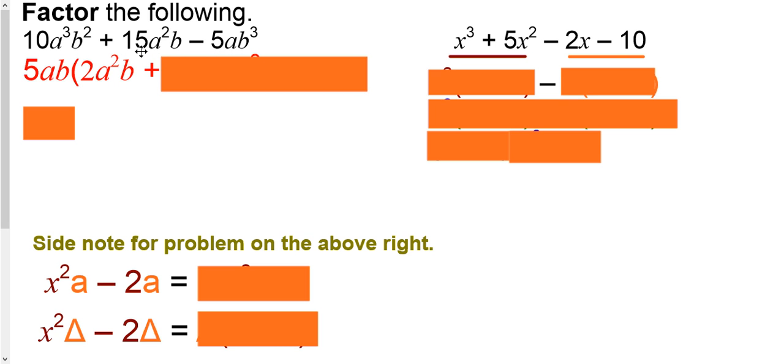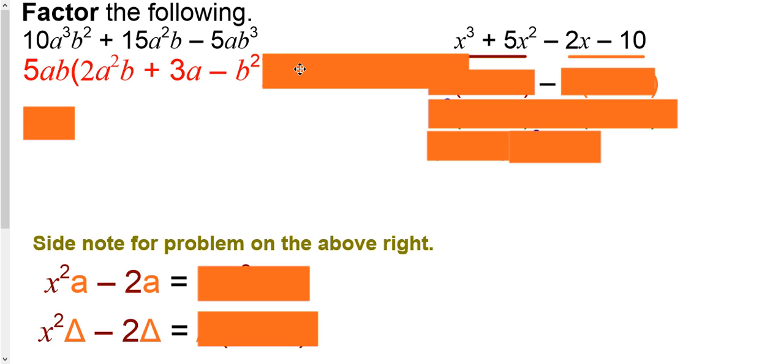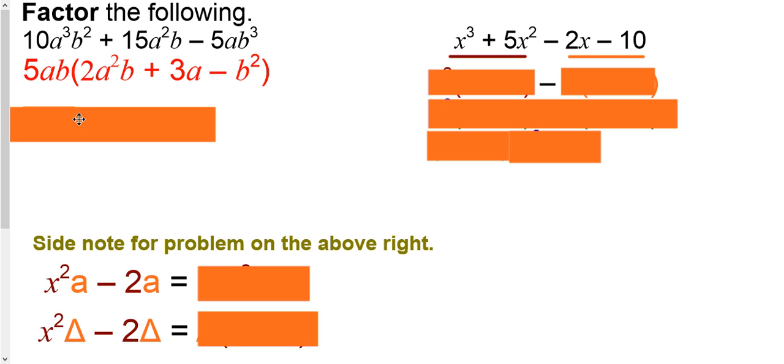5A times what is your 15A squared B? So 5 times what is 15? That's a 3. A times what is A squared? That's another A. B times what is B? And that's a 1, so we don't have to write anything. Then we have our minus sign. 5 times what is 5? Is 1. We don't need any more A's because A to the first times anything would give you an A to the first. And then your B times a B squared is your B cubed. Sometimes after you pull out your greatest common factor, what's left in the parentheses you can factor farther. In this case, you can't.